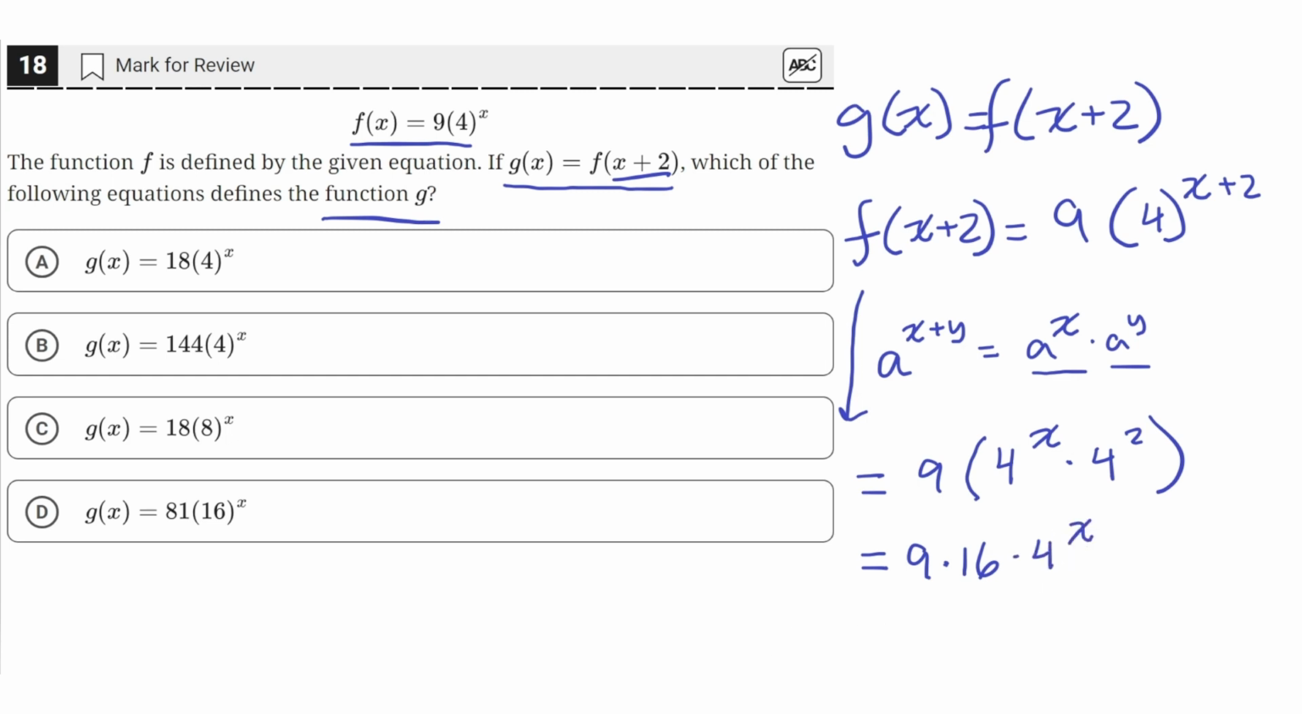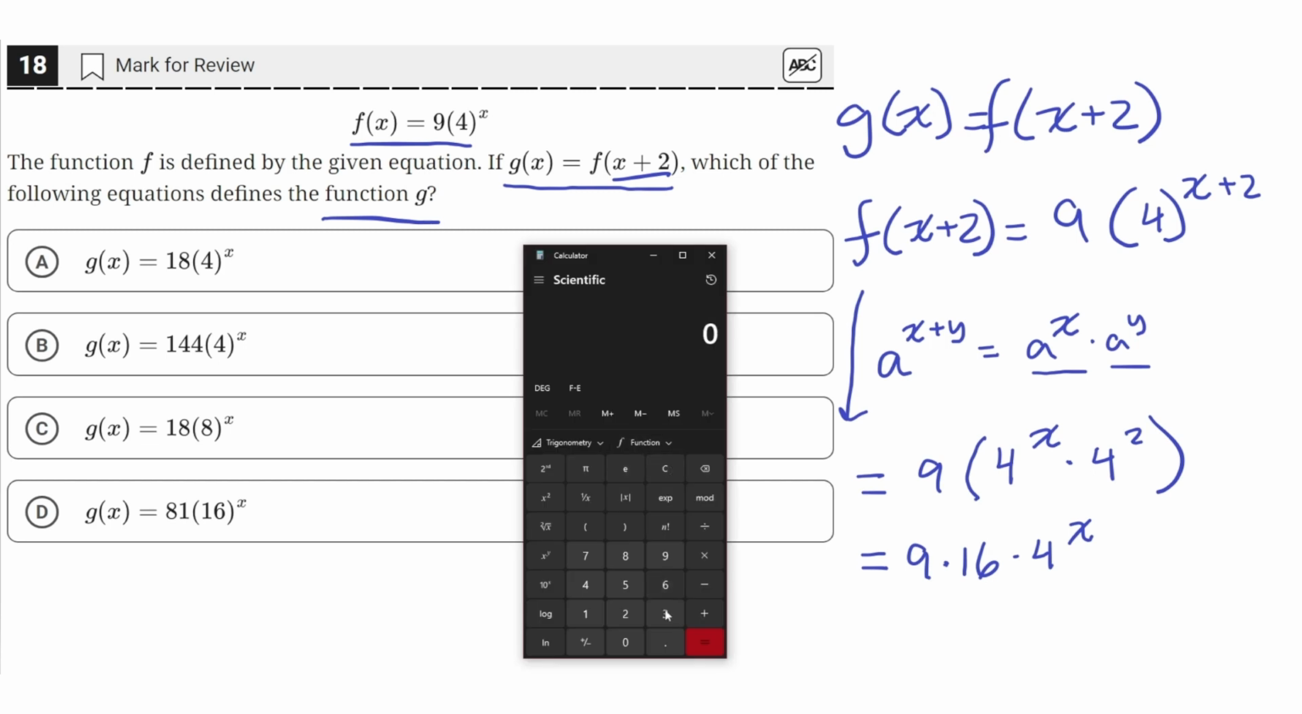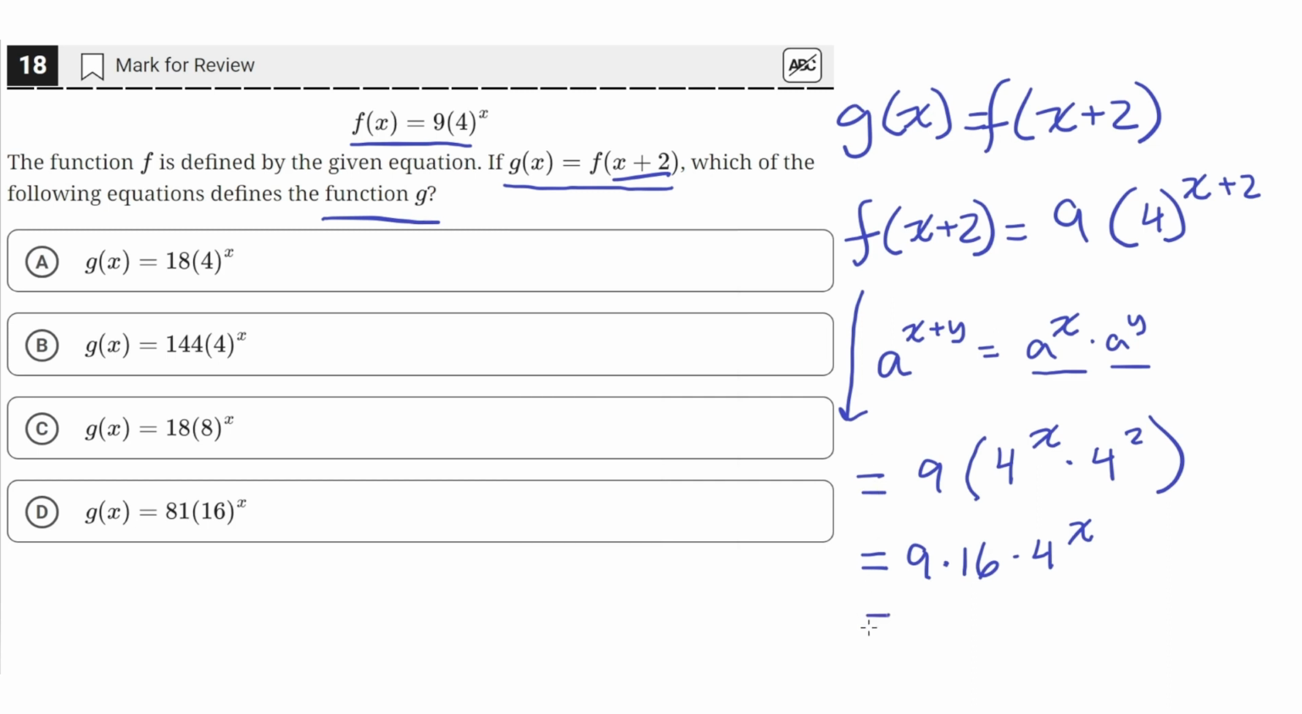And then we can just put that into our calculator. 9 times 16 is 144. So this simplifies to 144 times 4 raised to the x, which is answer choice B.